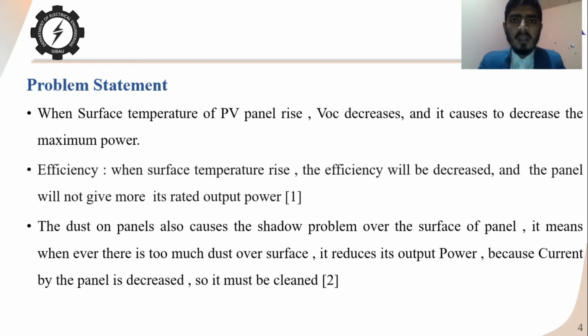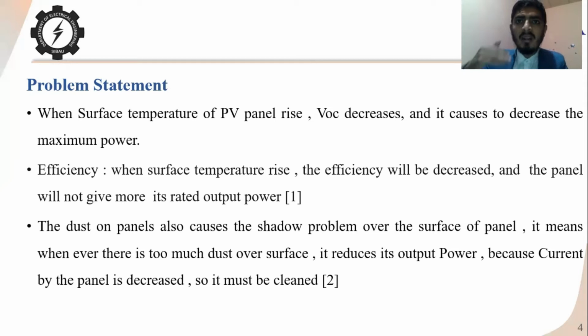If there is an increment in surface temperature, the PV panel will not give its rated outputs and we will not get maximum power from the PV panel. So in result, the efficiency of the PV panel will also decrease with the increment of temperature. When surface temperature rises, the efficiency decreases and the panel will not give its rated output power. And the second problem is that whenever there is dust on the PV panel, there is a shadow problem.